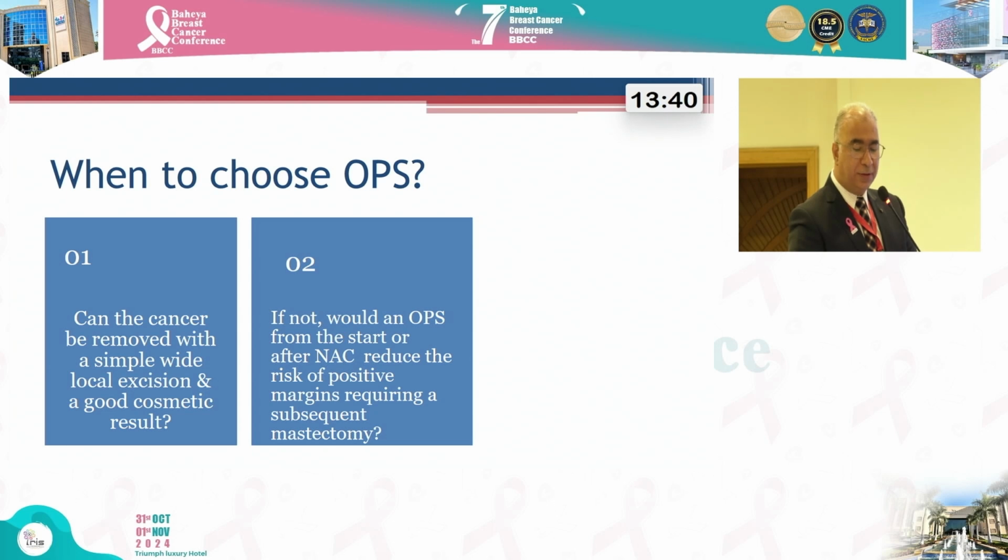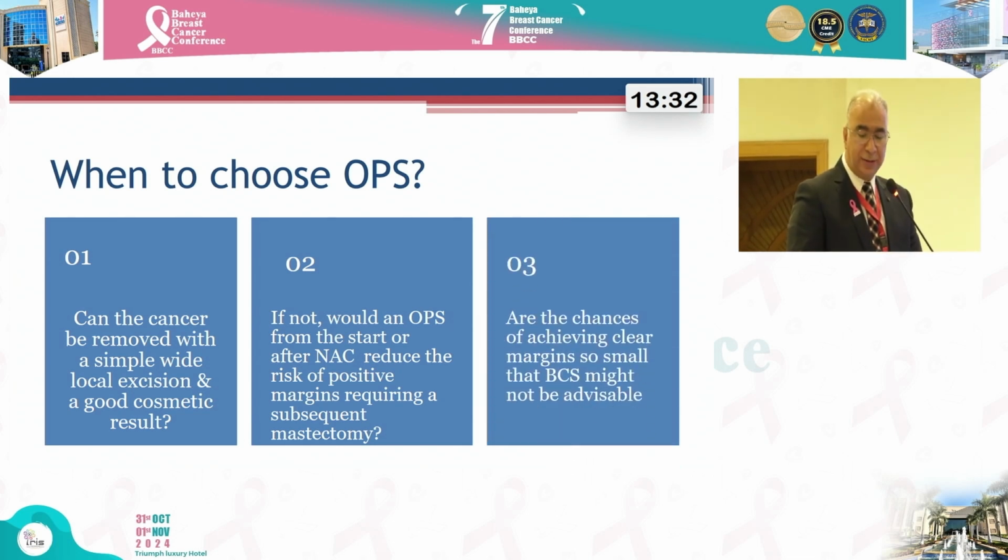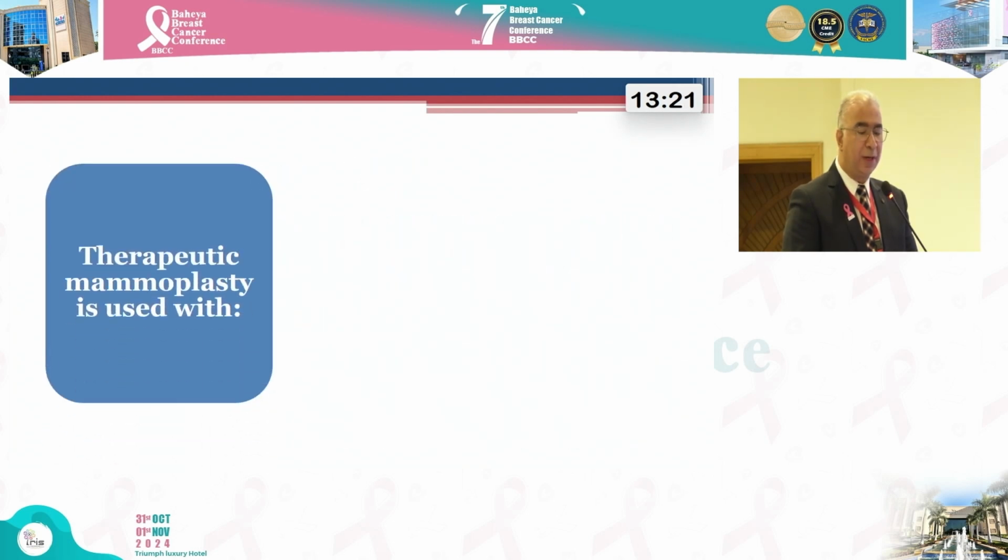I ask the other question. Would an oncoplastic breast surgery from the start or after neoadjuvant chemotherapy reduce the risk of positive margins requiring a subsequent mastectomy? And the other question is, are the chances of achieving clear margins so small that breast conservative surgery might not be advisable? All these questions must be kept in mind to choose which technique to start with.